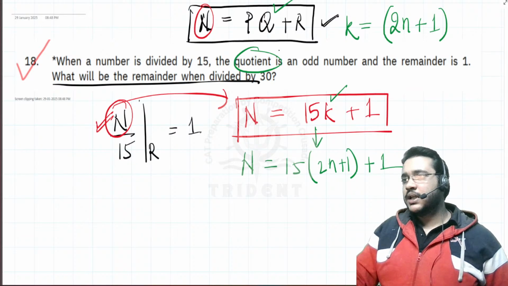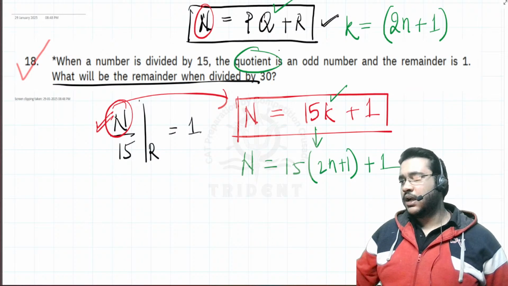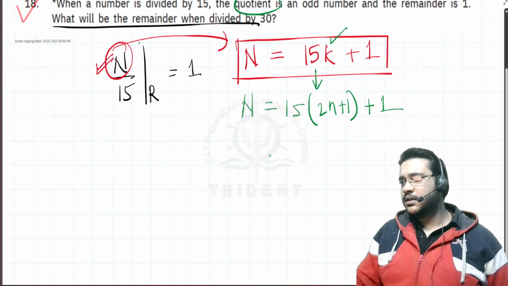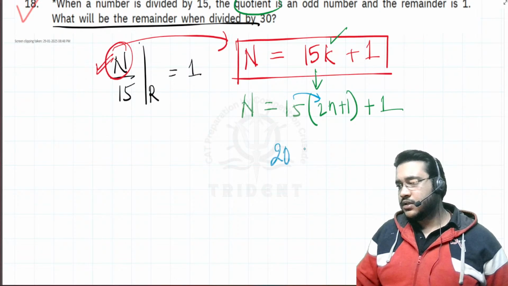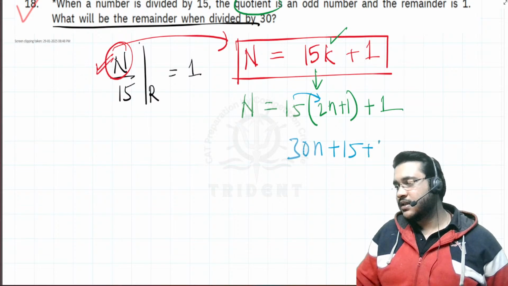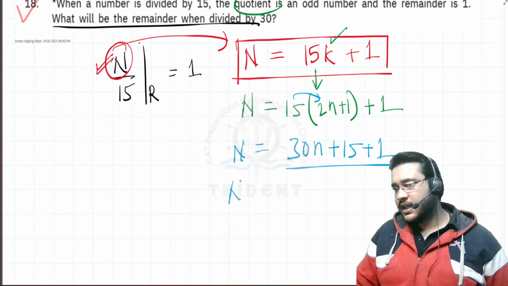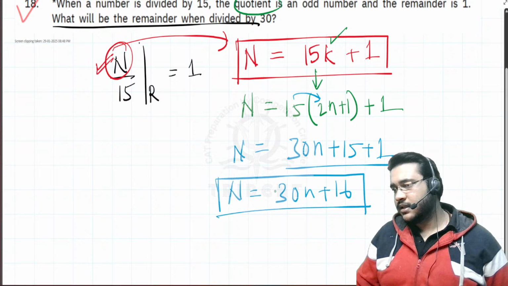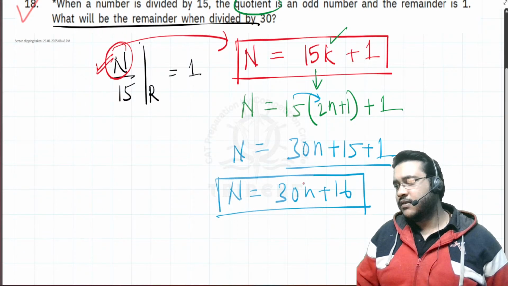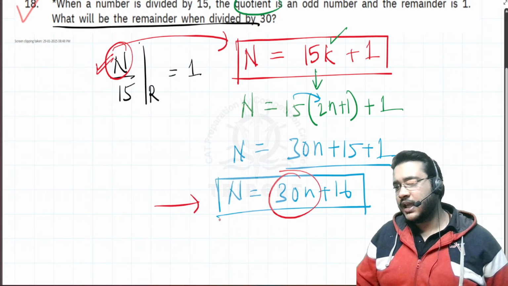Interesting. Now what can I do? All I need to do is multiply this thing out. So this is 30n plus 15 plus 1. So this n can be written as 30n plus 16, and this is it. With this idea, I have ascertained that the number n could also be written as 30n plus 16.